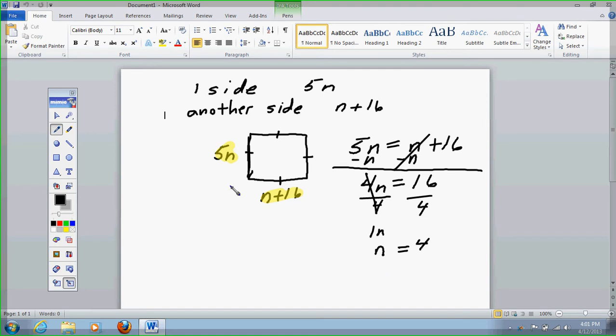But now what is the side length? What I want to do is sub that in. So here I would have 5 times n, which is 4. So 5 times 4 is 20. So the side length is 20. And it should check out on this side too. 4 plus 16, and it is 20. My side length of each square is 20, and n is equal to 4. And that's how that problem works. So remember, when you're doing a word problem, whenever you're not given a picture, draw a picture.